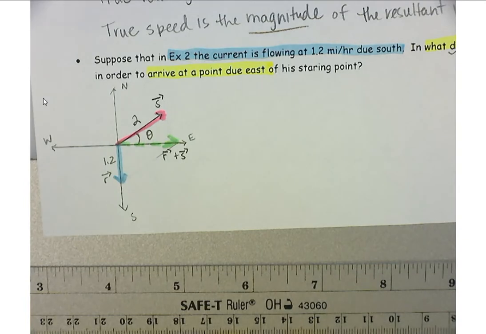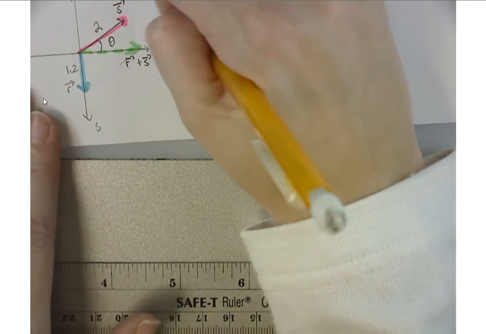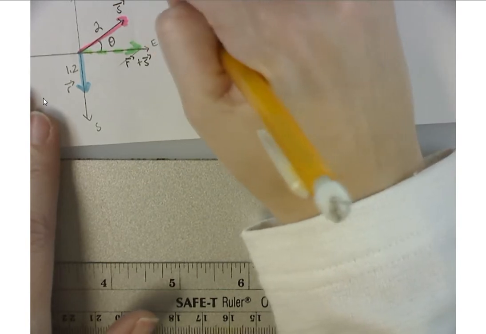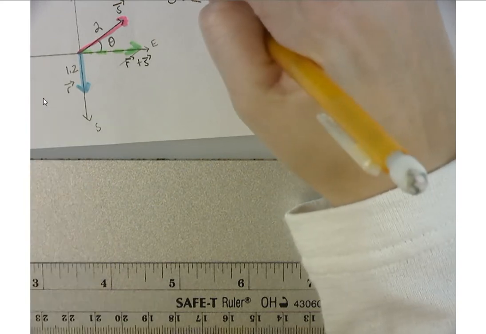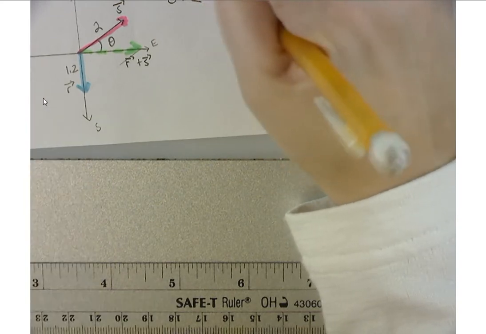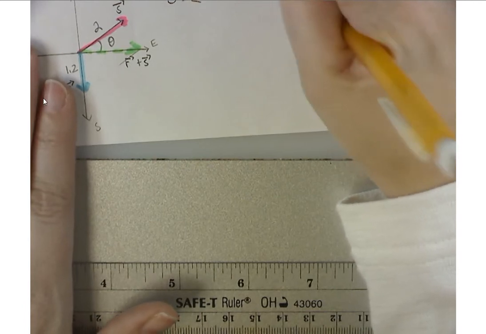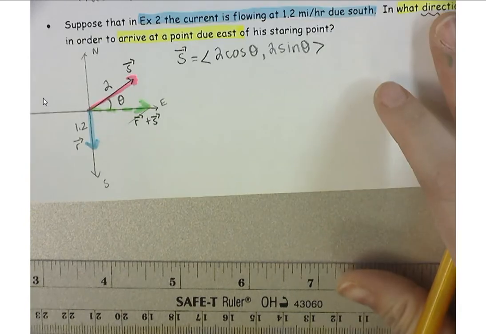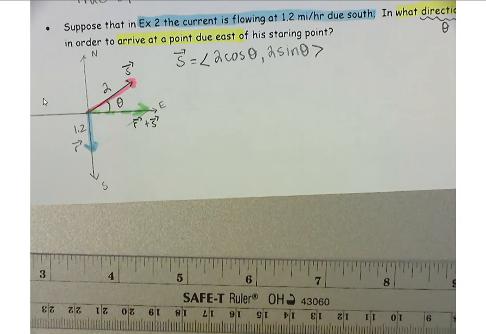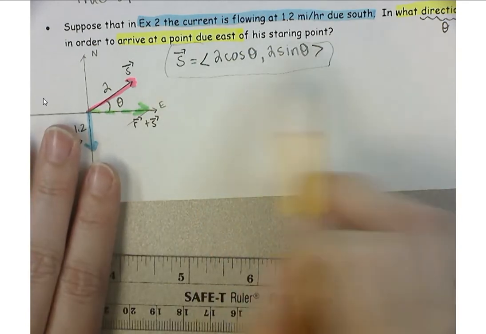Okay, so then let's go ahead and create a vector for the swimmer. So the swimmer is going 2 miles an hour. We don't know the direction, so we're going to call it 2 cosine of theta and 2 sine of theta. And that's all I can do at this point.